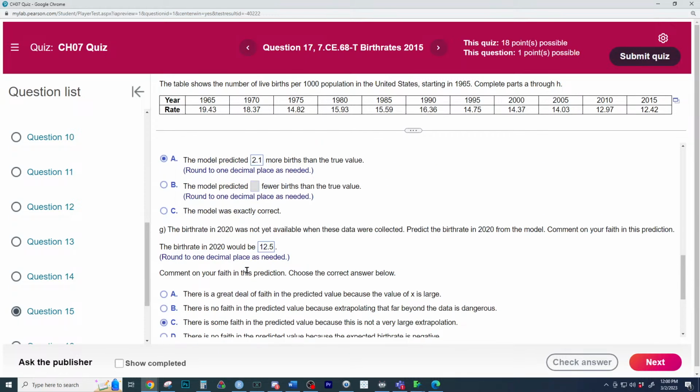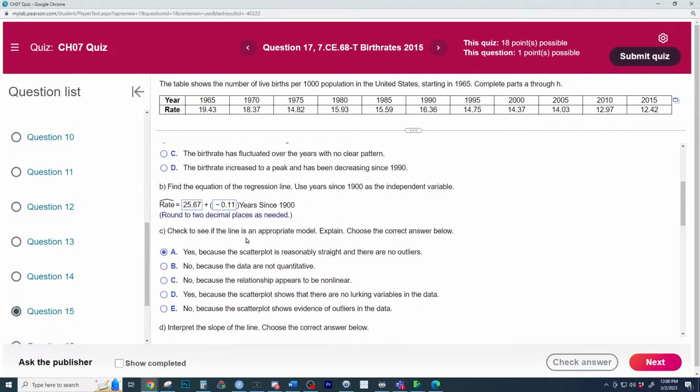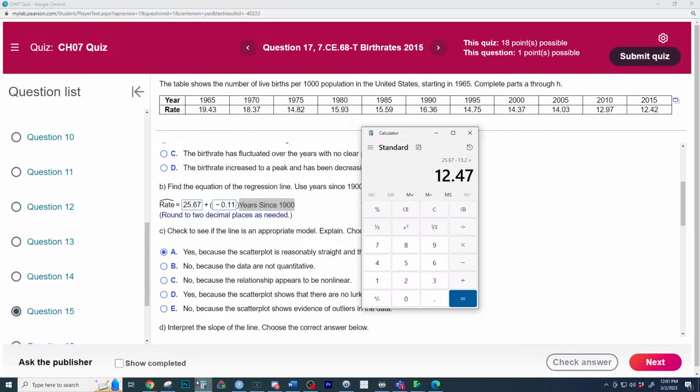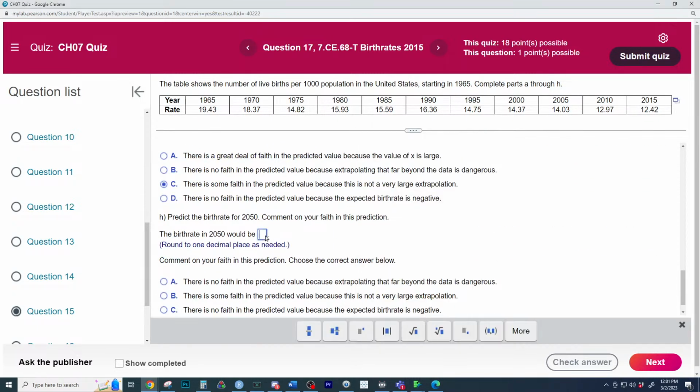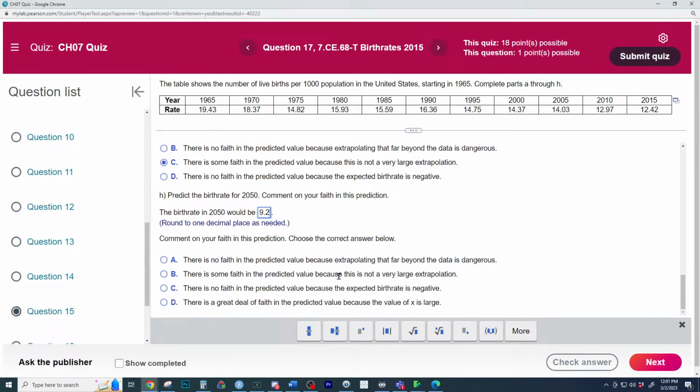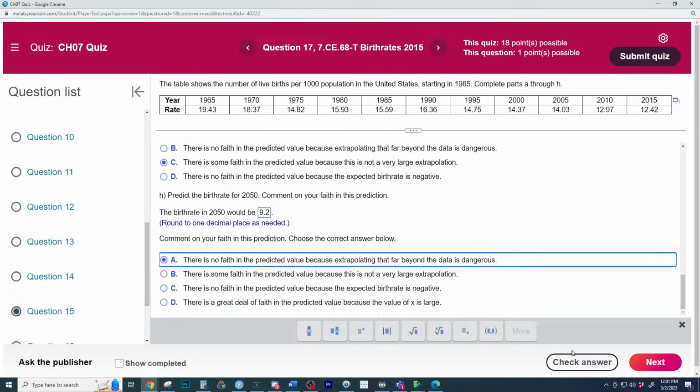Once again, we're going to take the value of 150 because this is 150 years past 1900 and simply plug in 150 right here. So let's plug in 150. And there we go. 25.67. And there's the answer. 9.2, is it rounded to one decimal? And I would say there is no faith in this prediction because extrapolating that far beyond the data is dangerous, and that appears to be accurate.